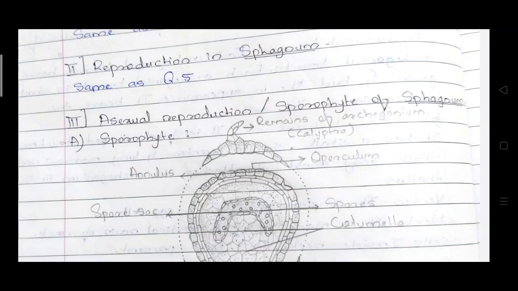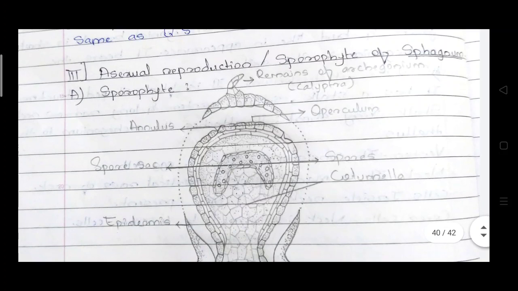So, as you know, first of all, write down the introduction and primary information about the reproduction. Then, let's start with the asexual reproduction, or sporophyte, of the sphagnum.